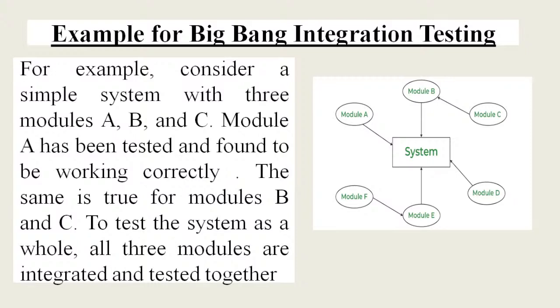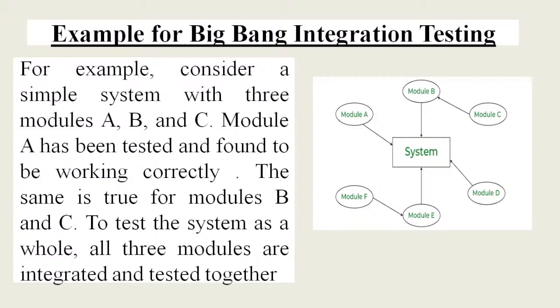Module A will be tested with the system and it is found to be working correctly. Module B will be tested and found to be working correctly, and module C will be tested with module B and then again tested with the system. So after that, we can test the individual modules.